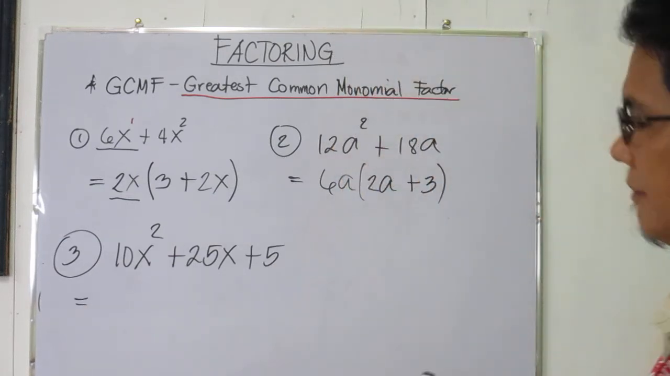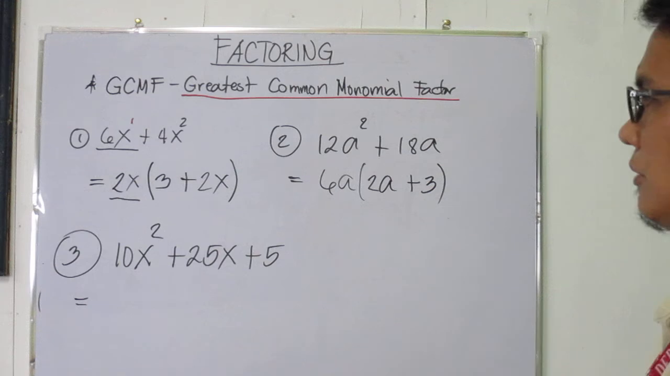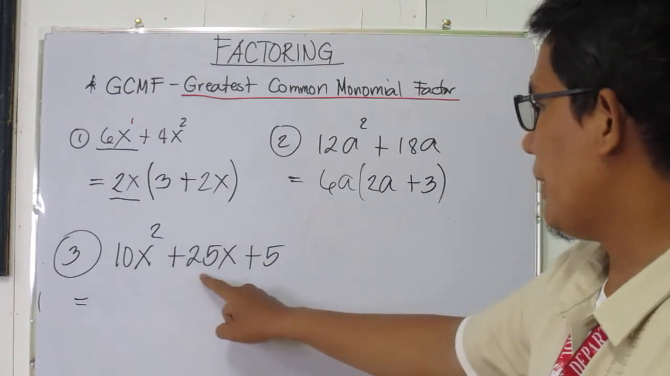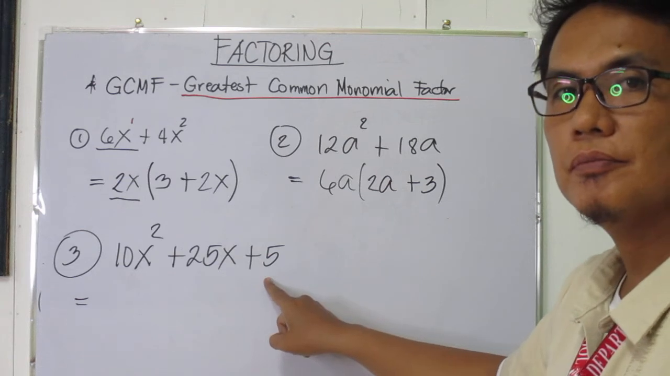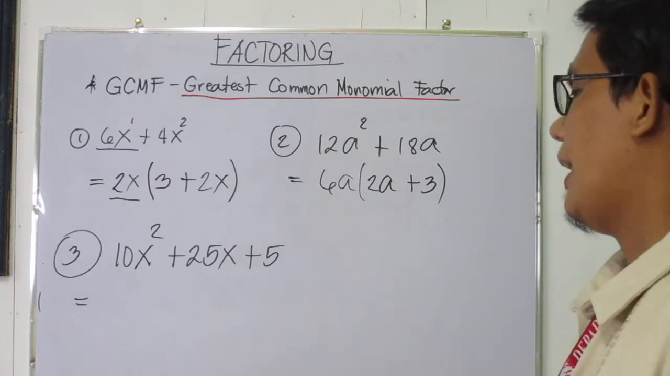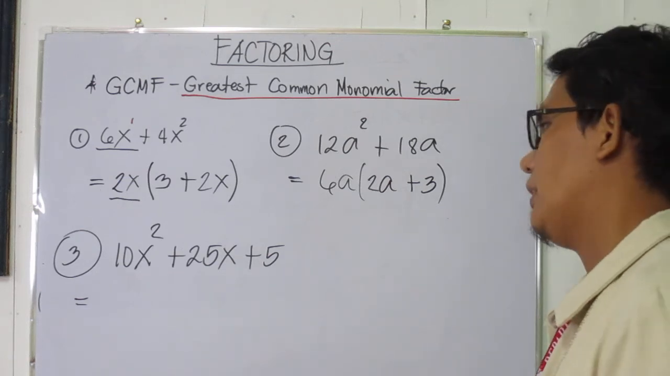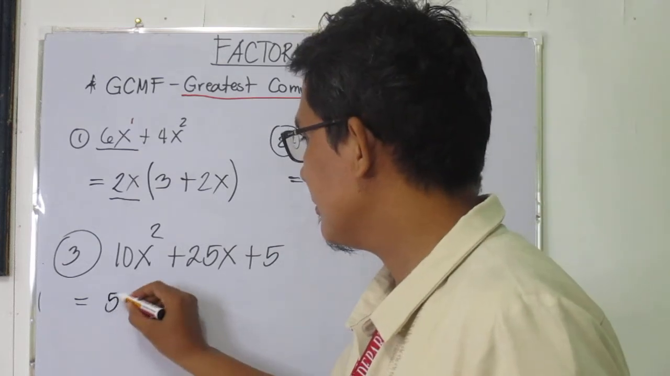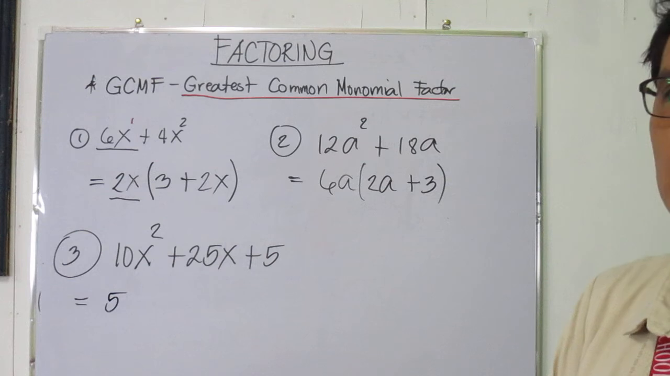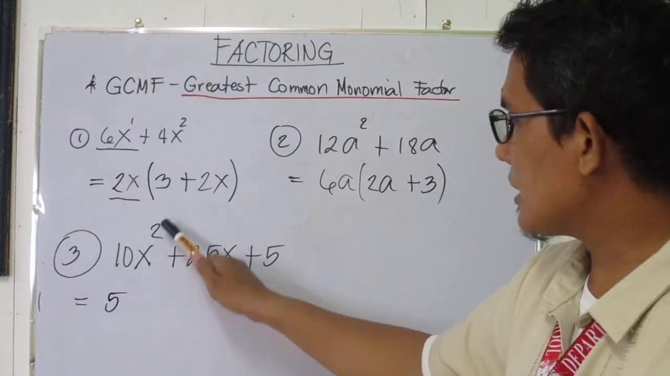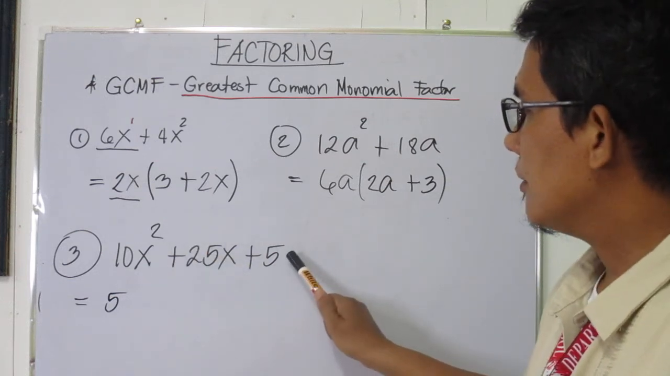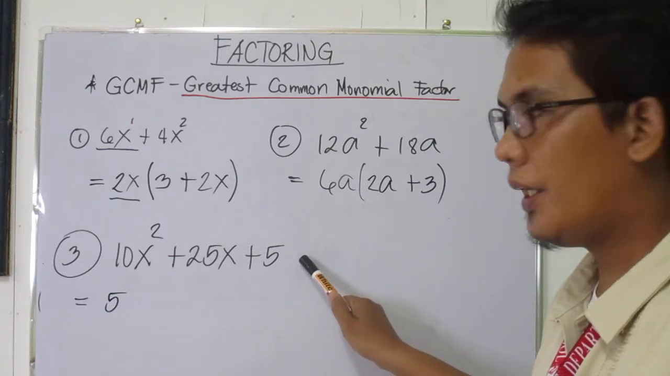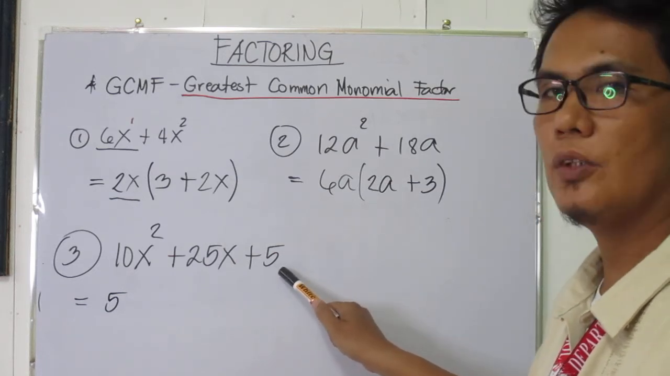Okay, how about this one? 10x squared plus 25x plus 5. So we have 10, 25, and 5. We can find the greatest common factor of the numbers 10, 25, and 5. And obviously that is 5. Okay? But how about for the variables? We have here x squared, x, but our last term, 5, has no variable. It only bears the number 5 on our third term.